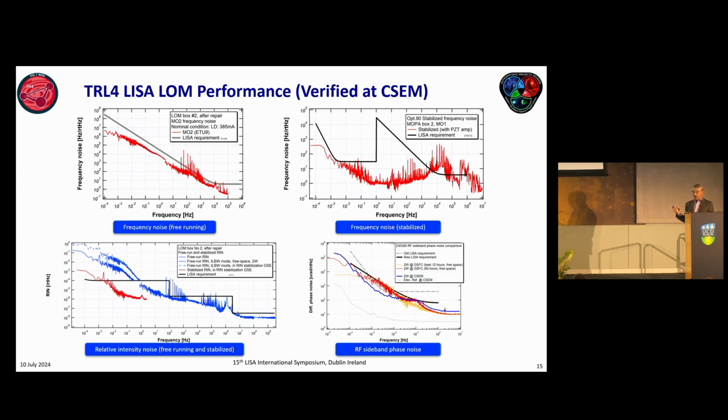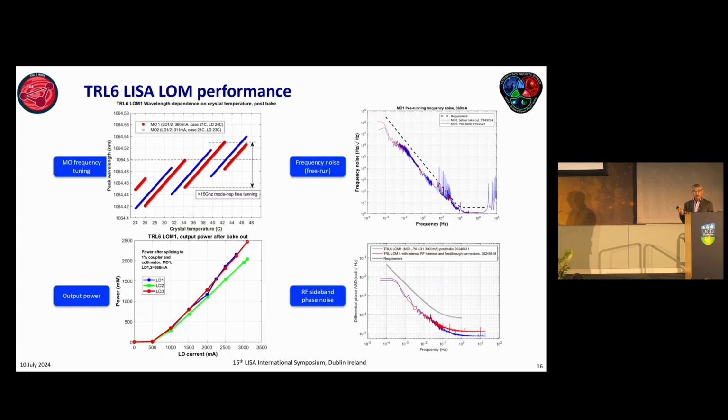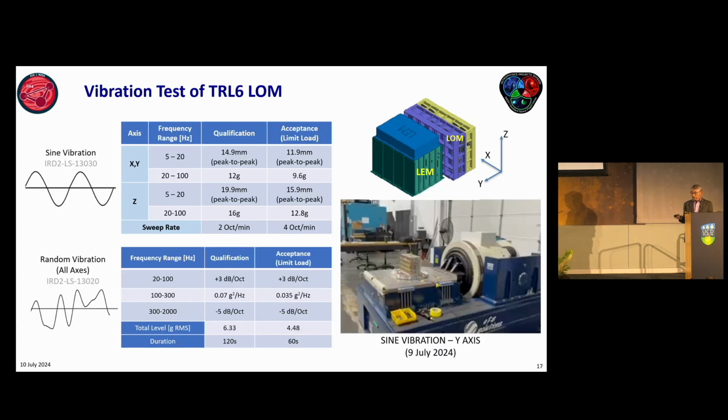Here's just a quick show of some of the requirements of the TRL4 LOM that was verified at CSEM, and here showing the TRL6 LOM performance. And one thing I want to point out is the micro NPRO, because of the small crystal size, it actually has a pretty large mode-hop-free tuning range that would be beneficial to LISA. And we have here on the lower right corner showing the RF phase noise meeting the requirement.